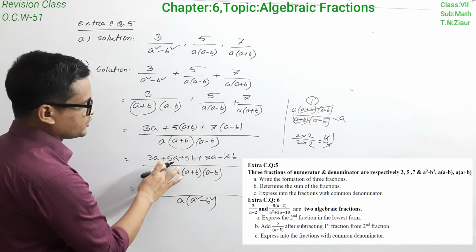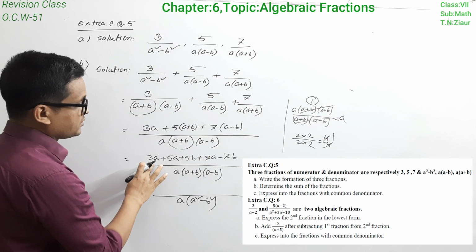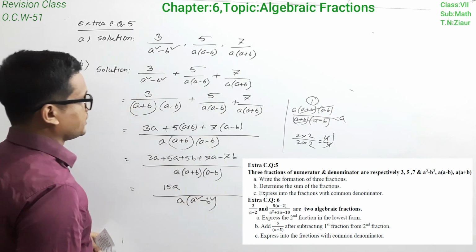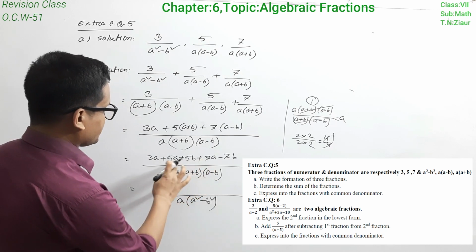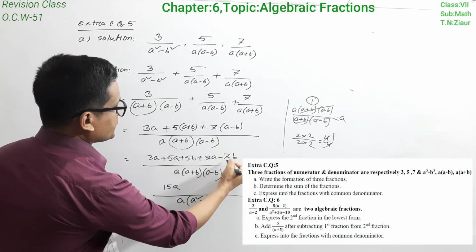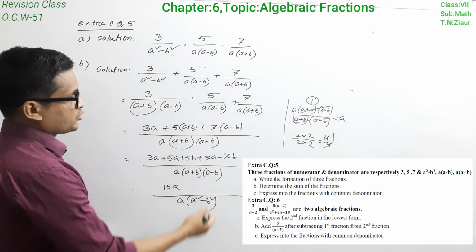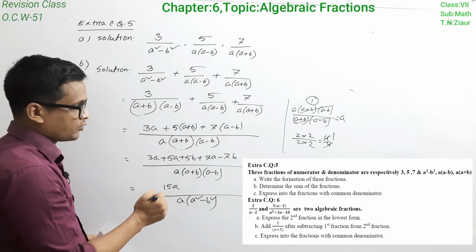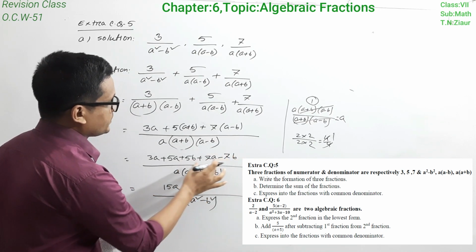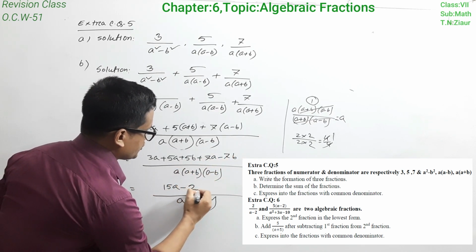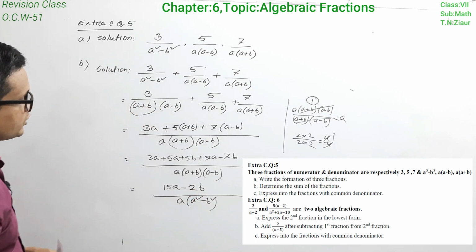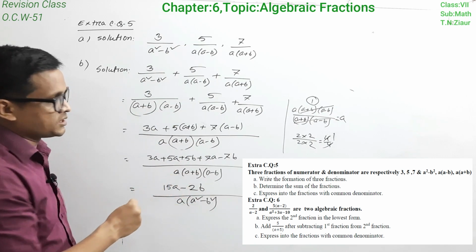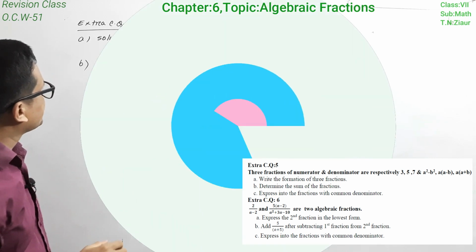Now check how many a are there here: 7a, 5a, that is 12a, and 12 and 3, 15a, right? 15a. Then for b, 7b is minus and 5b is plus, so we have to subtract. We know when one sign is minus, you have to subtract between these two. So 5b minus 7b will be minus 2b. Okay students, this one is the answer. When you add this, you will get this as the answer. Clear?